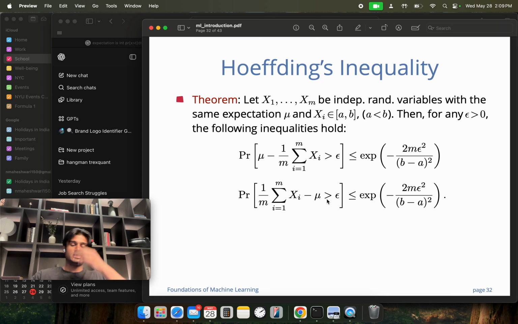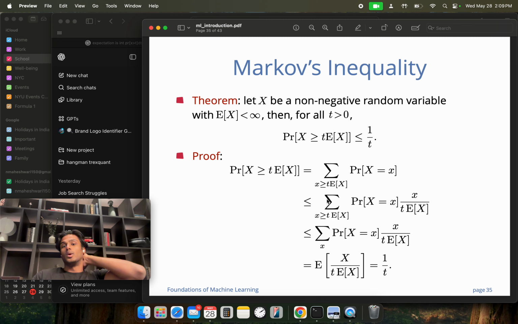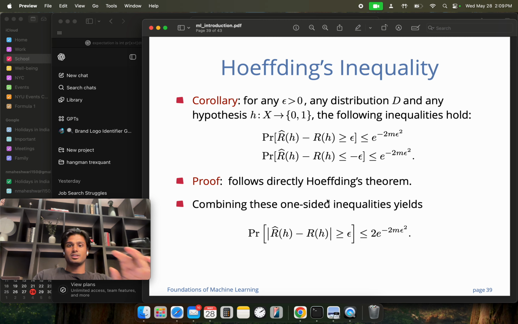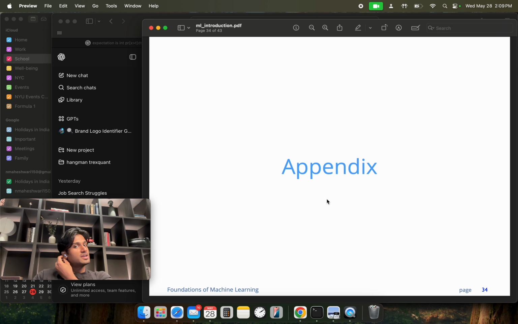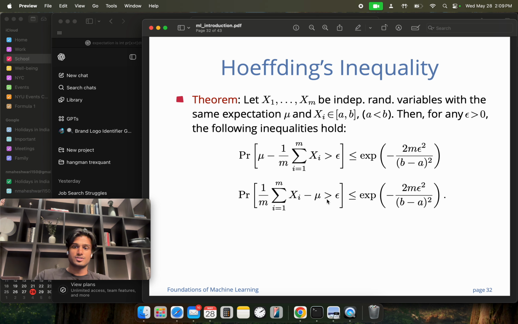Hoeffding's inequality is the main one which we are going to use, and I don't think there is a proof for it here, but it comes from Chebyshev's inequality and the Chernoff bounds. The idea is that if my X's were independent random variables in some a to b domain with the same expectation, then for any epsilon greater than 0, this inequality holds.